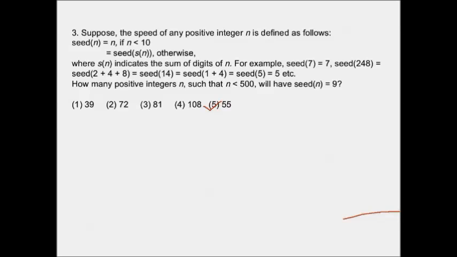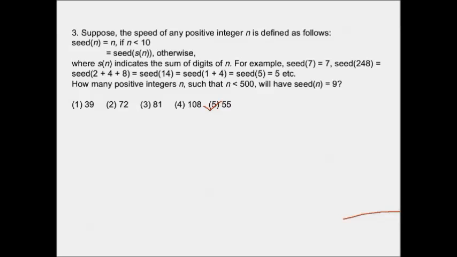So this example says that seed of 7 is 7 because it's a single digit. But if it is not a single digit, you have to add the digits. So basically it is saying that you keep on adding the digits until you get a single digit. If it is 248, you add 2 plus 4 plus 8, which gives us 14. It is still not a single digit, so we do 1 plus 4 now, which finally gives us a single digit, 5.